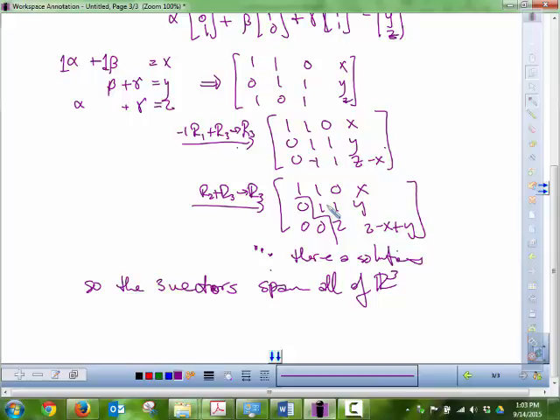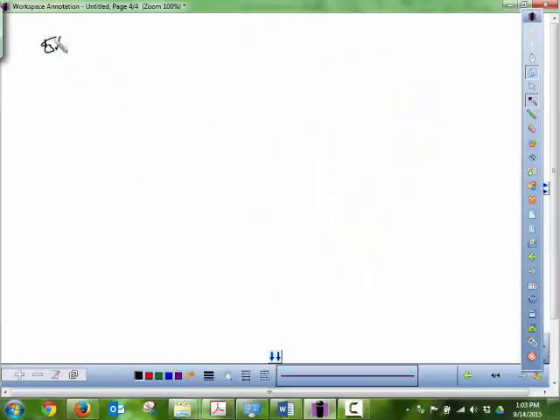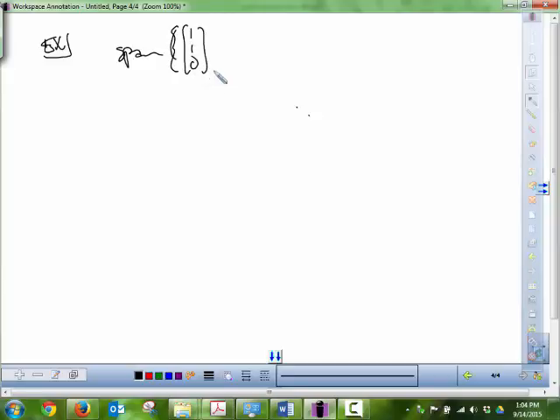Okay. So I suppose we should do one where it's not going to span everything. So let's make up an example where it's not going to span everything. Are we good with this? All right, let's do an example where it's not going to span everything. Example, span of, I need 3 vectors. 1, 1, 0, 0, 1, 1, and 0, 1, 0.